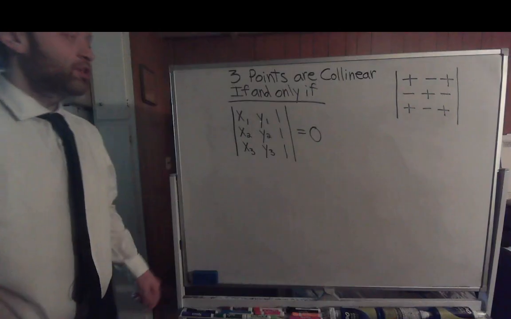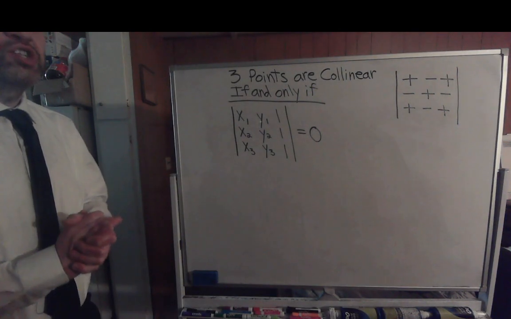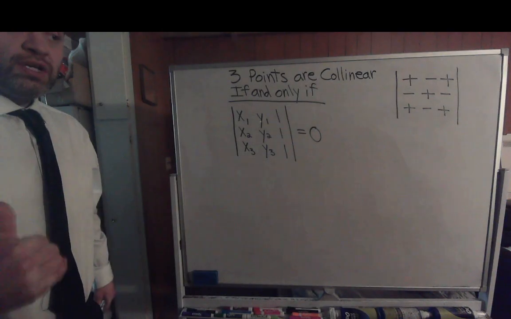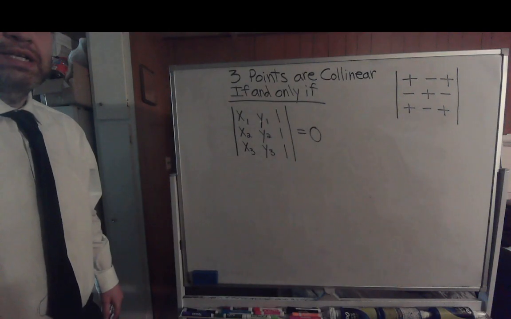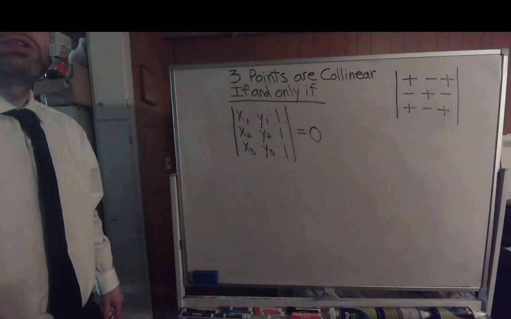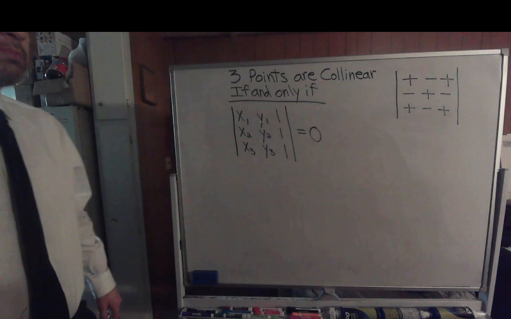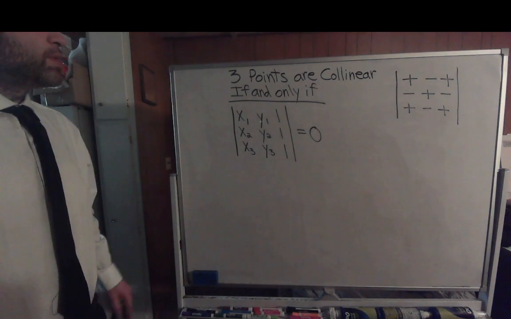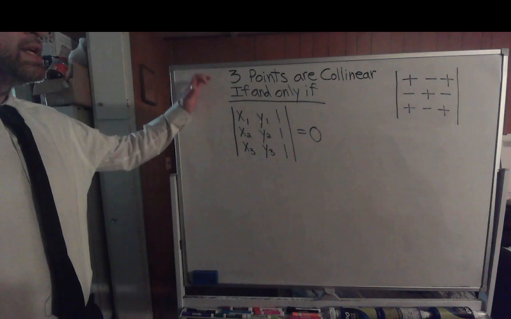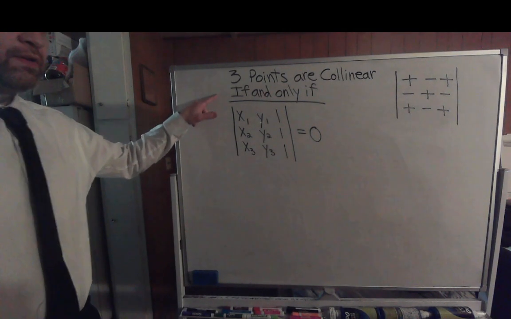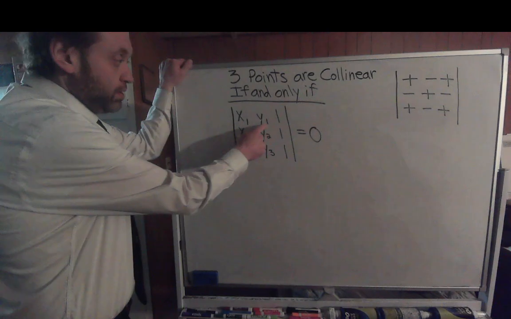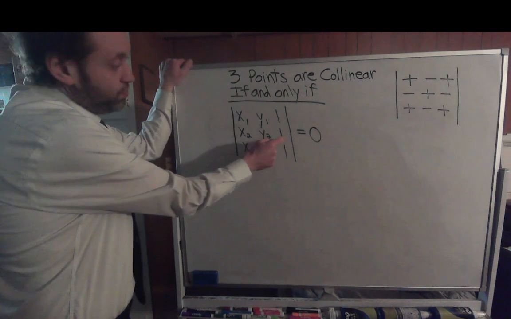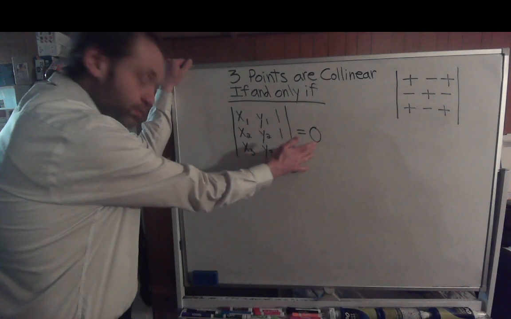So today we are going to talk about another application of determinants. You can use determinants to also determine if three ordered pairs are collinear or not. As we know from geometry, collinear points mean that the points all lie on one single line, that they're on the same line. So 3 points are collinear if and only if the determinant of x1, y1, 1, x2, y2, 1, x3, y3, 1 equals 0.